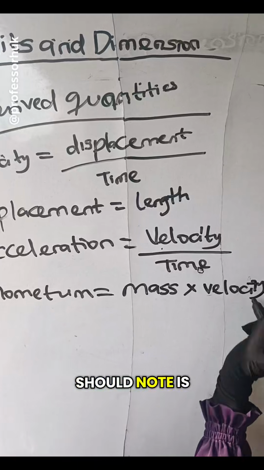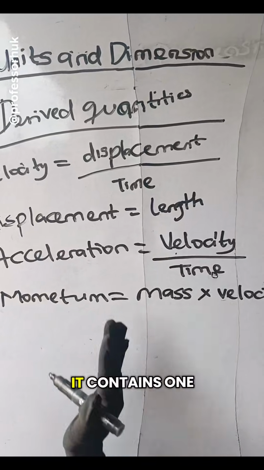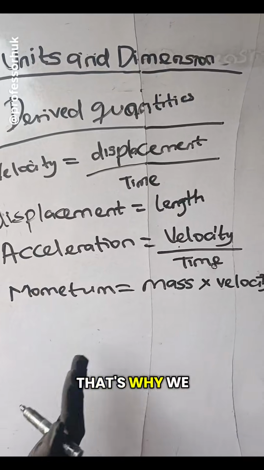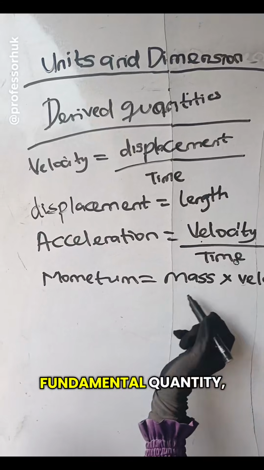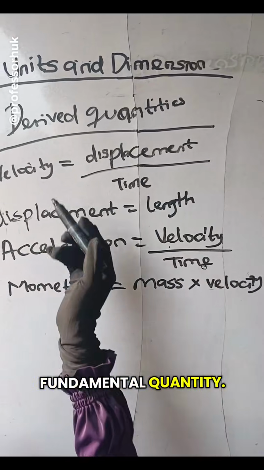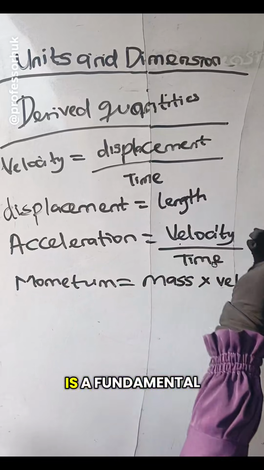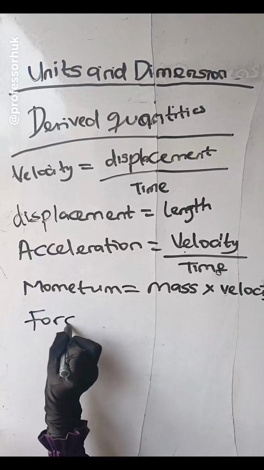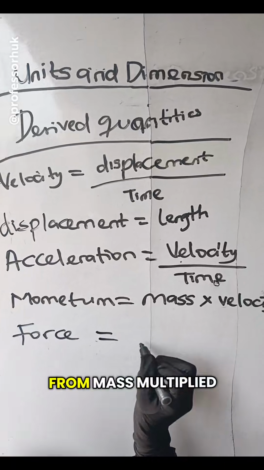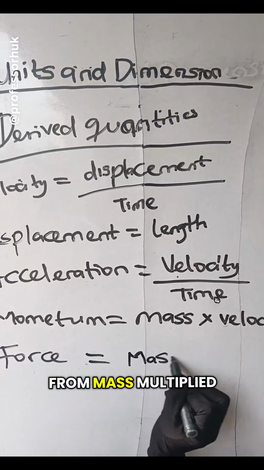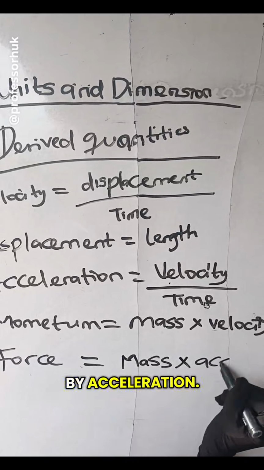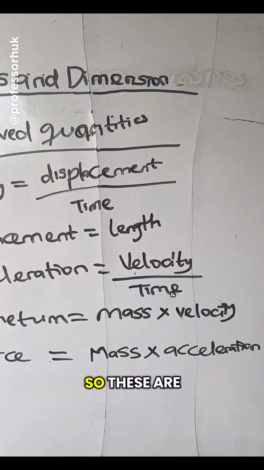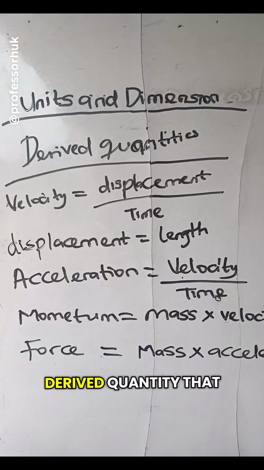One thing you should notice is that all our derived quantities contain one or more fundamental quantities. That's why we call them derived. Mass is a fundamental quantity, time is a fundamental quantity. In velocity, time is a fundamental quantity. We also have force. Force is derived from mass multiplied by acceleration. So these are some of the derived quantities that we have.